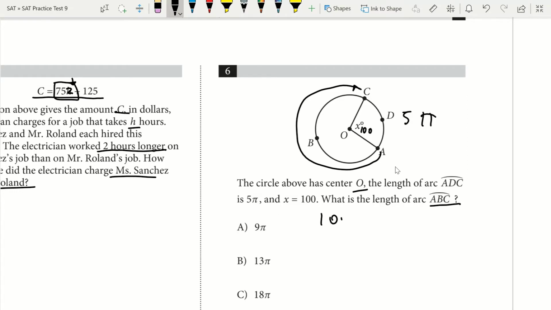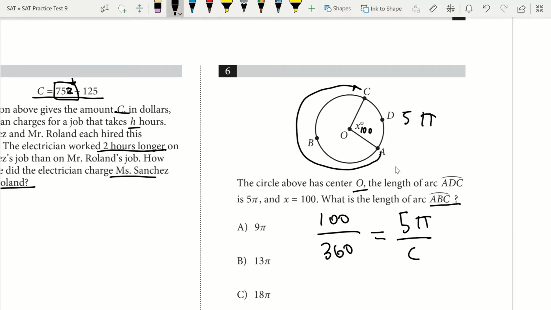So we know that that 100 as our angle there over the 360-degree angle has to be equal to our 5 pi. Okay, our 5 pi over the total number of pi in the circle, which we know is going to be equal to our circumference, right? So we have our circumference would be here. Okay, so we can go ahead and solve for that circumference then using those ratios.